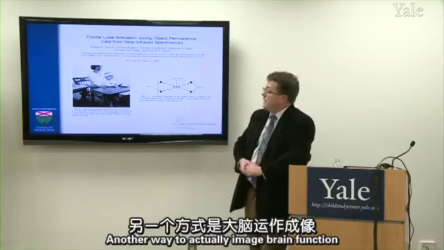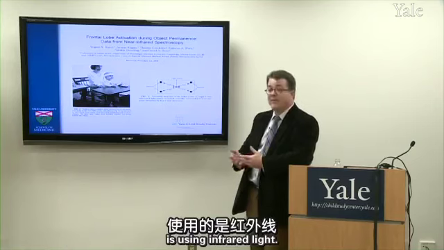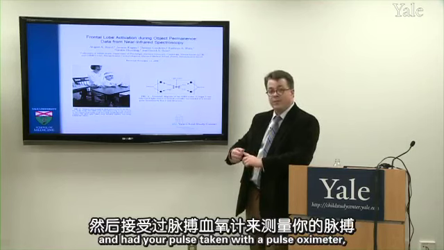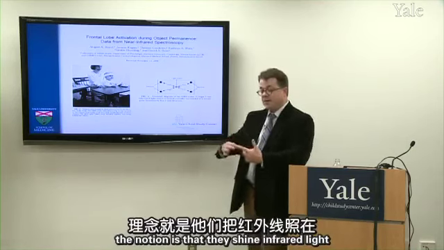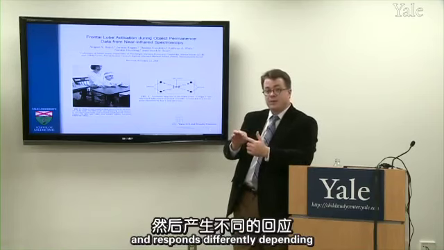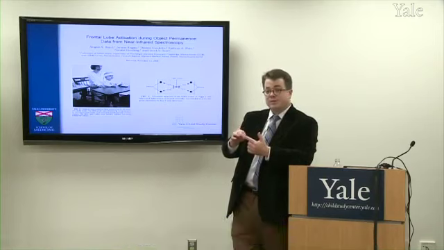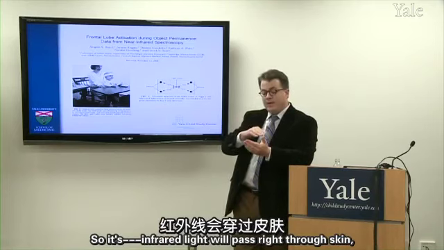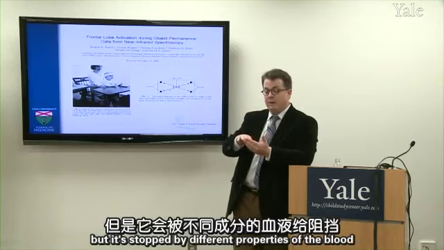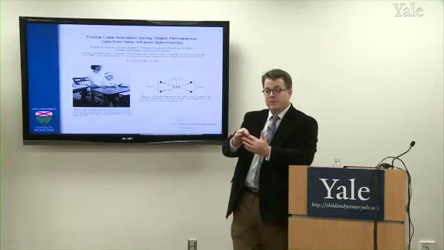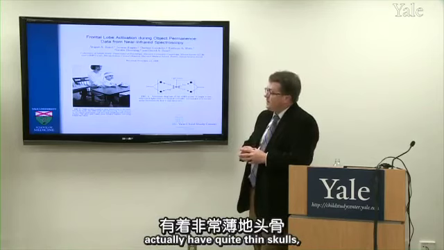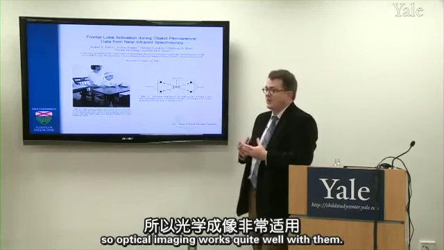And another way to actually image brain function is using infrared light. So if any of you have ever been to the doctor and had your pulse taken with a pulse oximeter, the notion is that they shine infrared light through your finger, and that infrared light bends differently and responds differently depending on how much oxygen is in the blood. So infrared light will pass right through skin and to some degree bone, but it's stopped by different properties of the blood and therefore reflects differently. So you can measure oxygen. The principle here is that infants actually have quite thin skulls, so optical imaging works quite well with them.